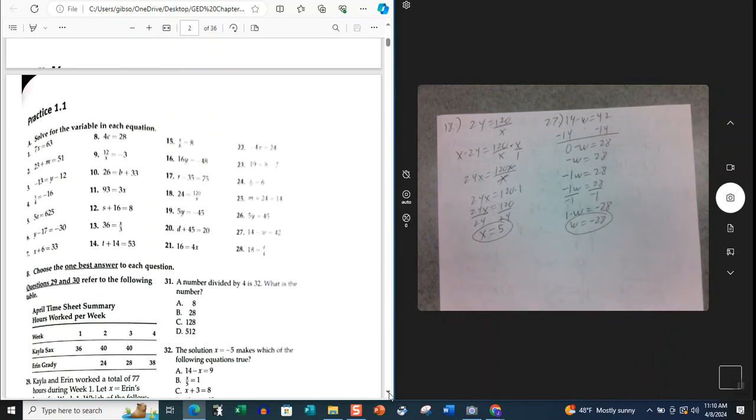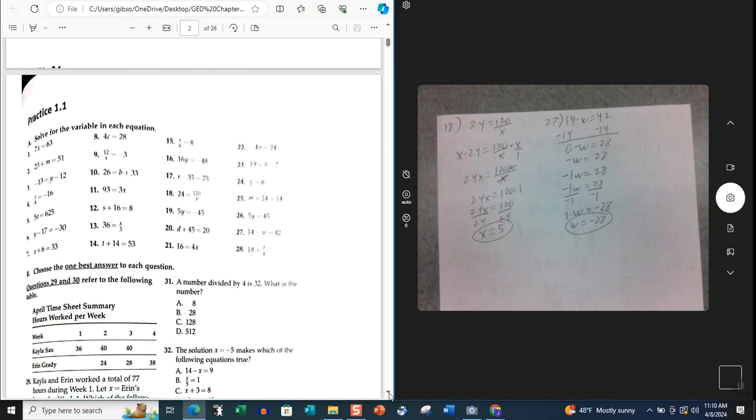All right, now we go down here to B. It says choose the one best answer to each question. Questions 29 and 30 refer to the following table. So this is an April timesheet summary, hours worked per week.